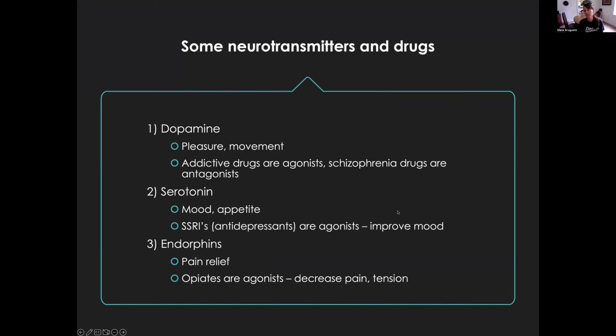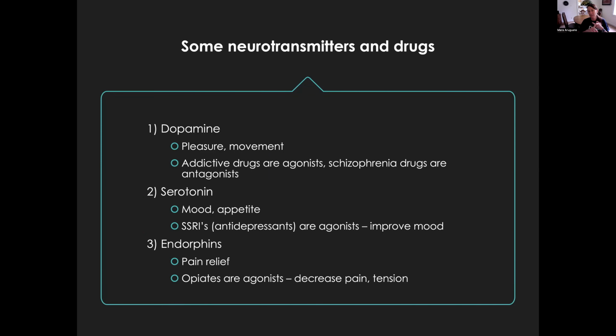So let's take a look at some of the neurotransmitters and some of the drugs. Our first neurotransmitter we'll look at is dopamine. Dopamine seems to be involved in the pleasure response. It is also involved in movement. And so we see a lack of dopamine in problems like Parkinson's disease, where people might have trouble moving. We also see a lot of dopamine in cases of addictive drugs.